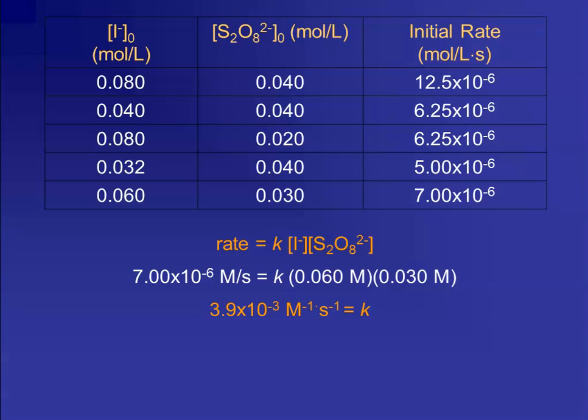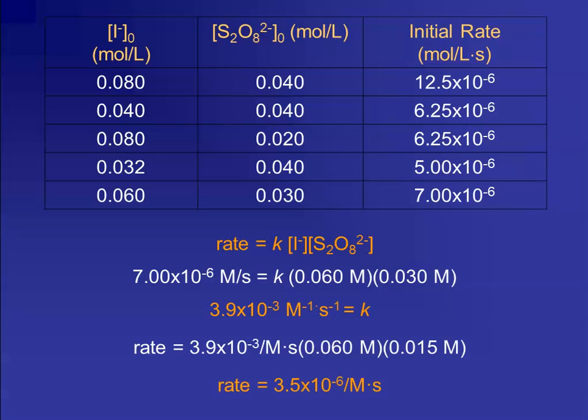The final piece of this was to find what the rate was when you used concentrations that you had not previously tested. If you want to find a new rate, you do have to have the value for K, which we now do have, 3.9 times 10 to the negative third. Our concentration of I minus was 0.060. The concentration of S2O8 minus we wanted to test was 0.015. And when we do our math through, we get that the rate for this particular combination of reactants would be 3.5 times 10 to the negative 6.